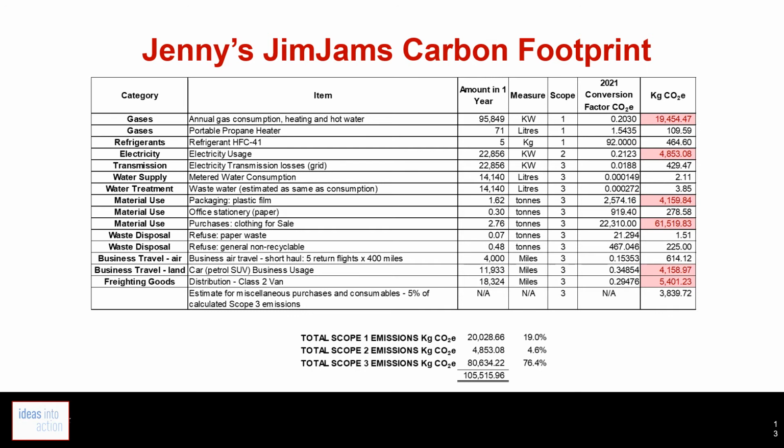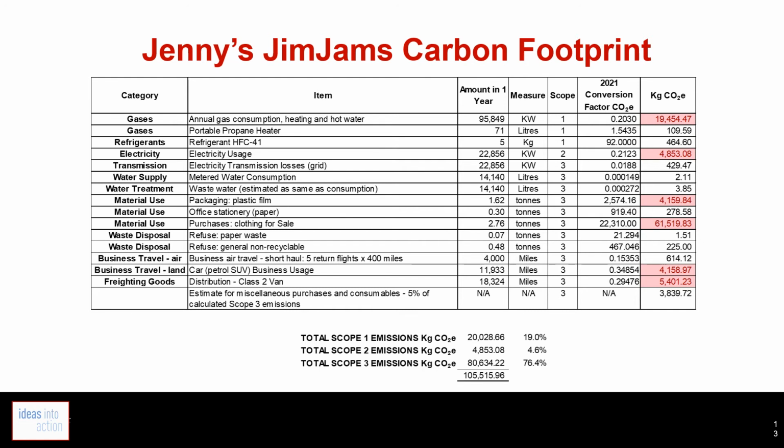Now we come to the calculation for Jenny's Gym Jams. I've extracted the relevant conversion factors and put them into the spreadsheet. Just look at the results. 76% of the company's emissions are Scope 3, entirely due to the huge carbon footprint of clothing. I've also highlighted the top 6 sources of emissions.